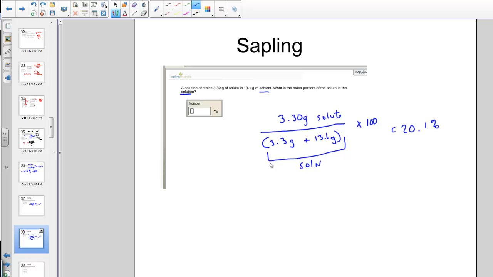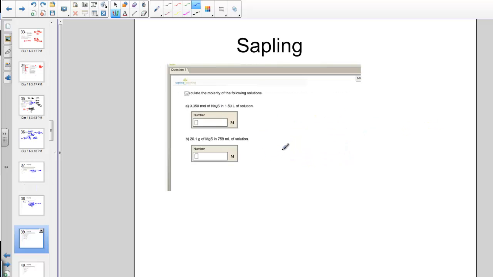And we continue. Calculate the molarity of the following solutions. Well, the molarity we know to be defined as moles of solute per liter of solution. What's nice here, they're giving me the moles as 0.35, and it's directly giving me the volume in liters, so this is a pretty straightforward calculation. 0.35 divided by 1.5, and we have a 0.23 repeating molar solution.